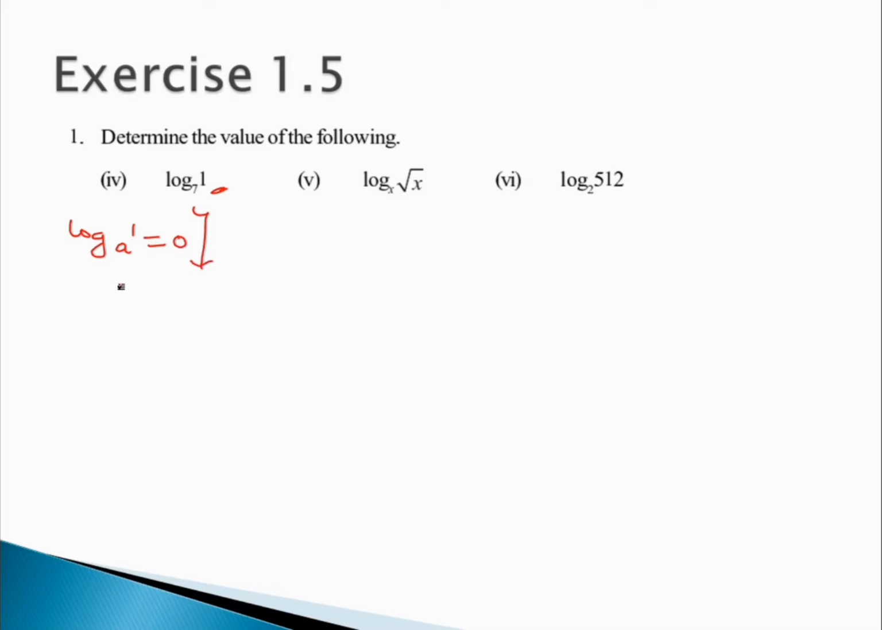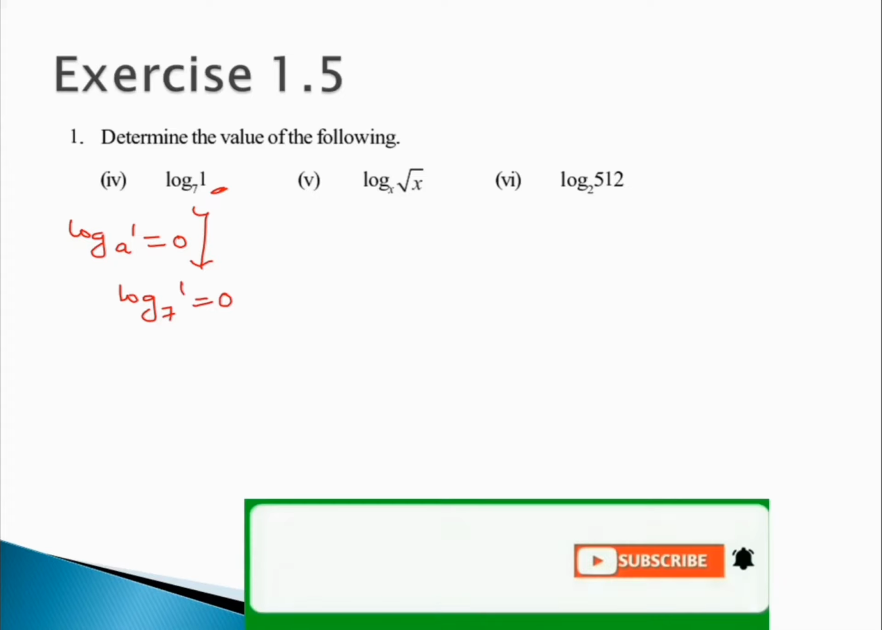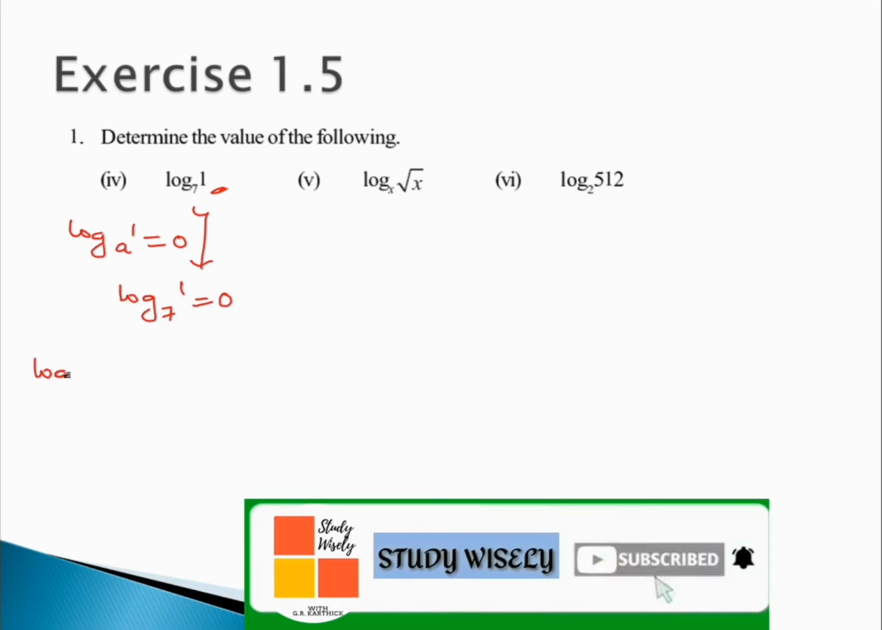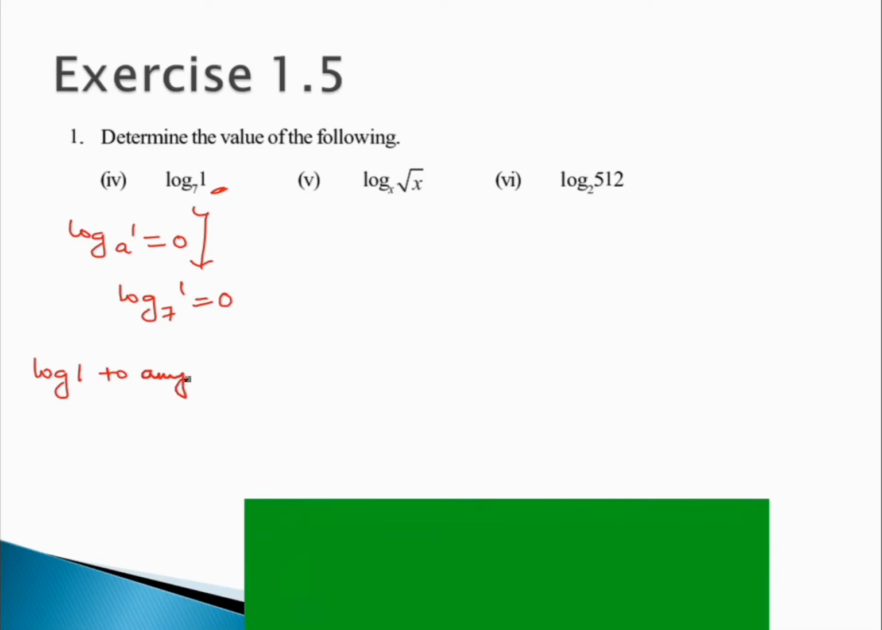Like log a of 1 is equal to 0. So I can write here log 7 of 1 is 0. The value of log 1 to any base is always equivalent to 0. So let's look at the next one over here.